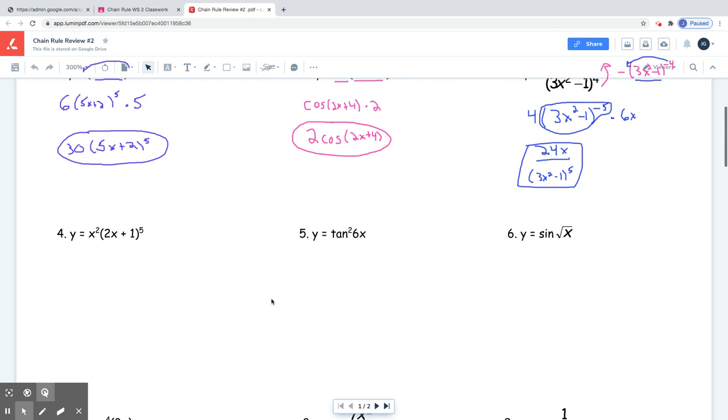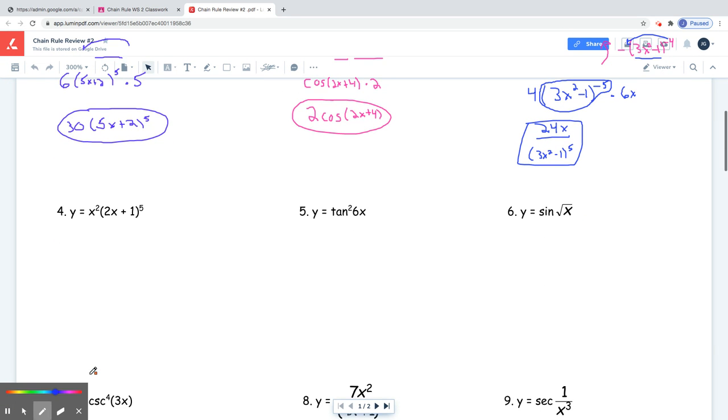All right, next one. For number 4, we have things being multiplied, and there's an x out here. You do not just do the chain rule where you put the 5 out in front. If there were just a 2, then you would. But this is the first function and this is the second function. So this is the product rule, which is the first times the derivative of the second plus the second times the derivative of the first.